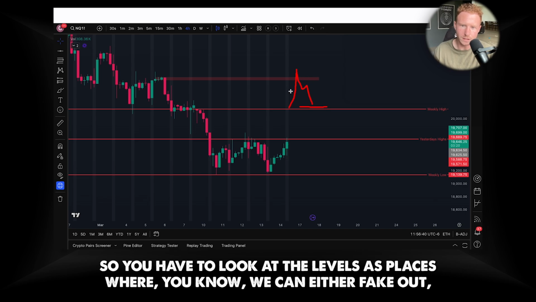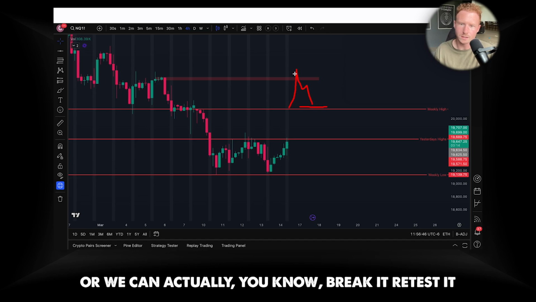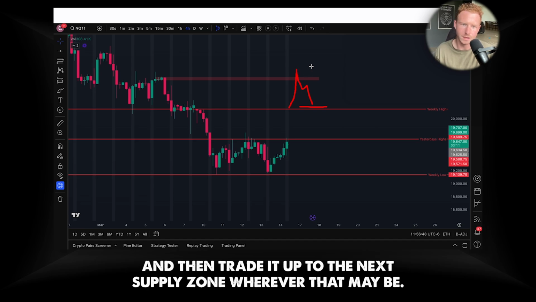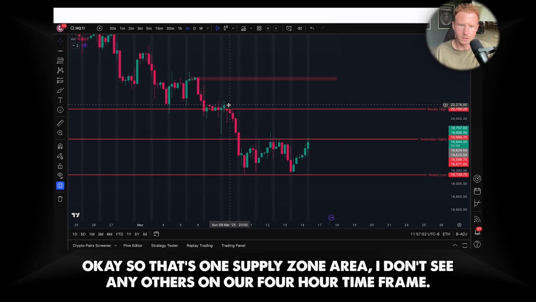Okay, so you have to look at the levels as places where we can either fake out, do a liquidity grab, or we can actually break it, retest it, and then trade it up to the next supply zone, wherever that may be. Okay, so that's one supply zone area. I don't see any others on our 4-hour time frame.